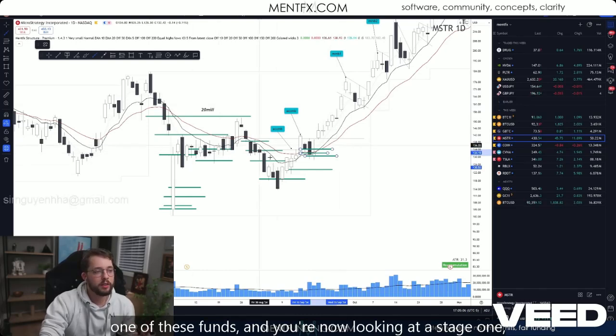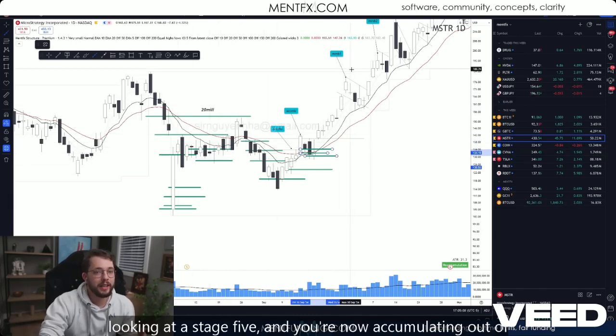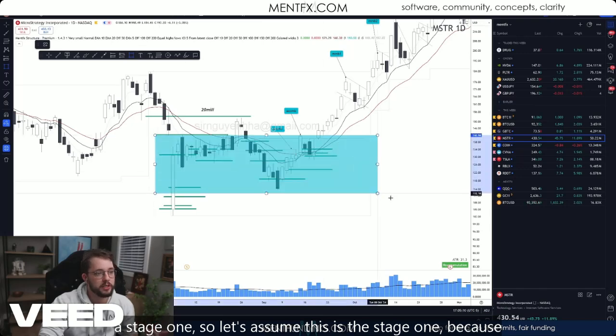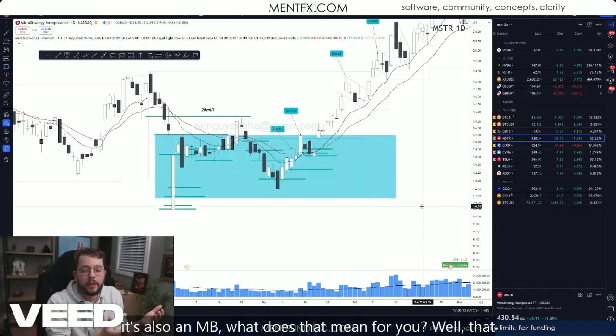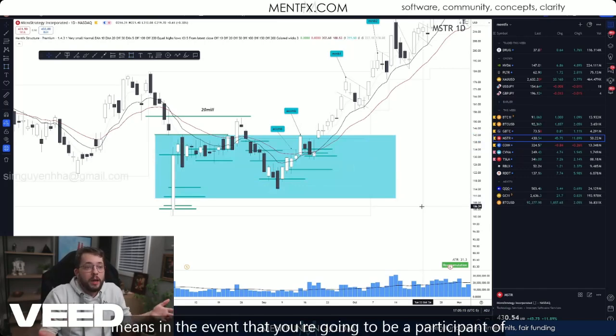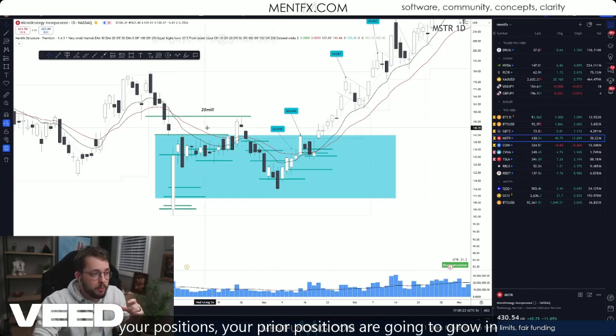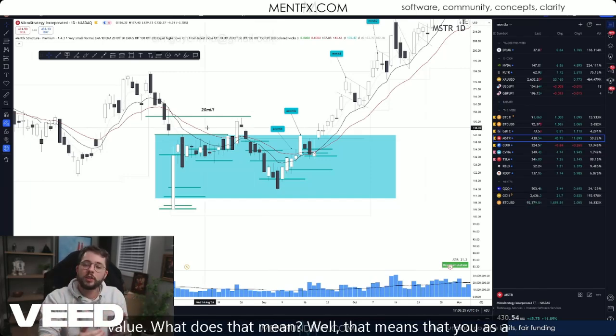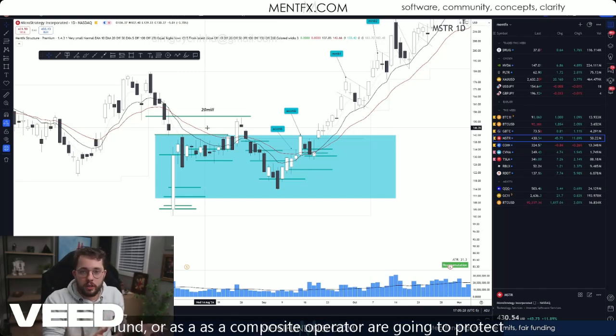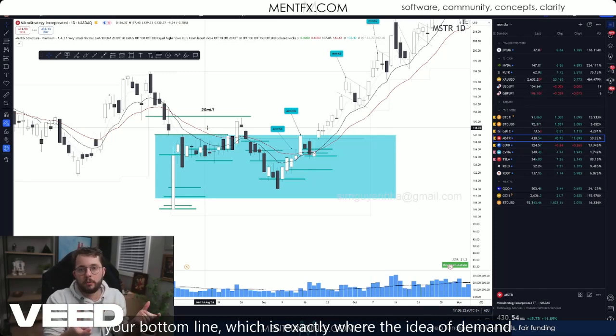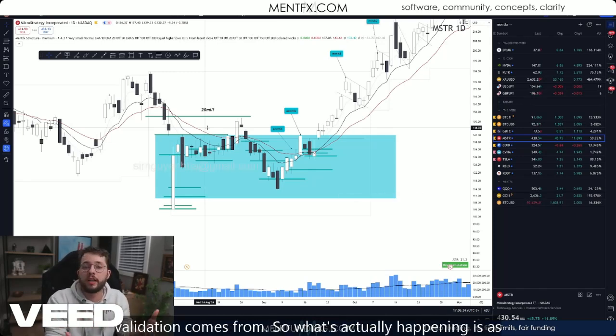Now, if you're one of these funds and you're now accumulating out of a stage one, so let's assume this is a stage one because it's also an MB, what does that mean for you? Well, in the event that you're going to be a participant of this market and continue to make money and your prior positions are going to grow in value, what does that mean? That means that you as a fund or as a composite operator are going to protect your bottom line, which is exactly where the idea of demand validation comes from.